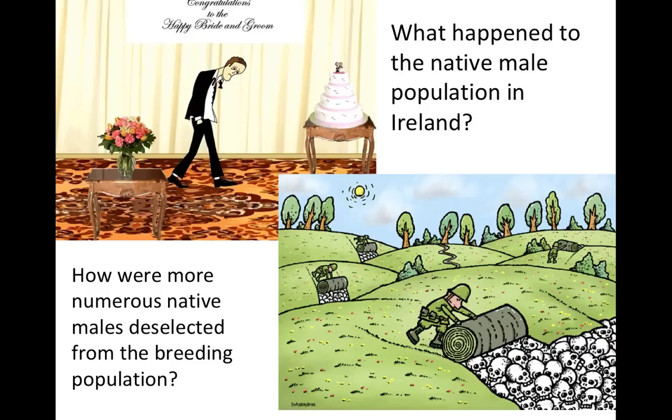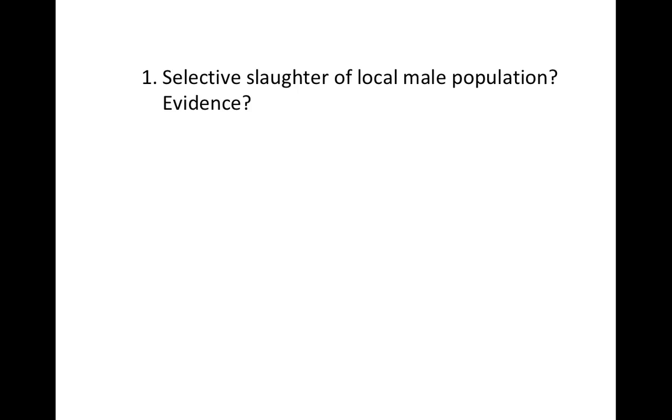How were the more numerous native males deselected from the breeding population? This is an absolute key question. How do we try to solve it? These are the suggestions. Selective slaughter of the local male population. Well, needless to say, we don't have any archaeological evidence for death pits of local males filled with barbed and tanged arrowheads or heads bashed in with copper axes. Nor is it easy to understand why they would let themselves be wiped out quite this way.